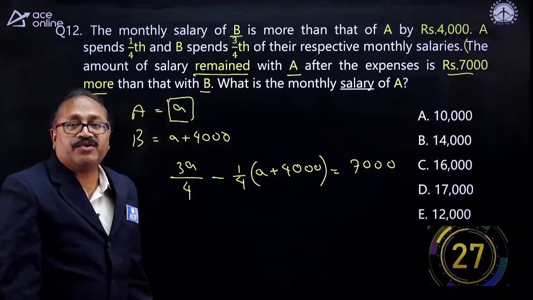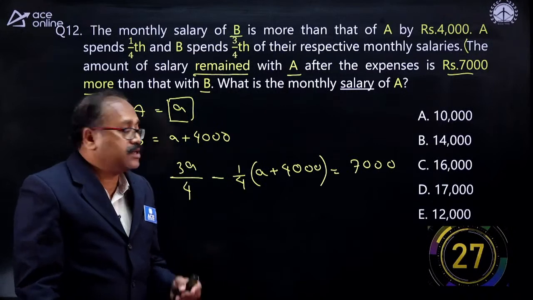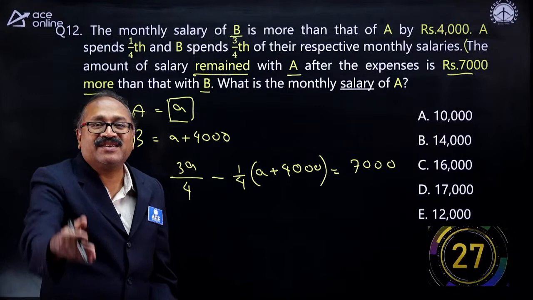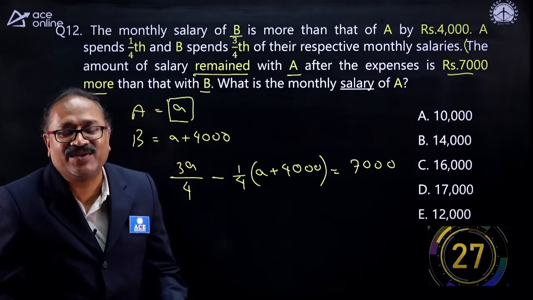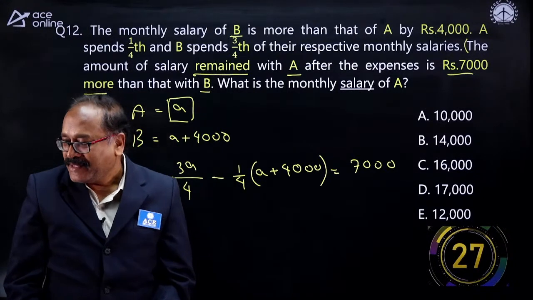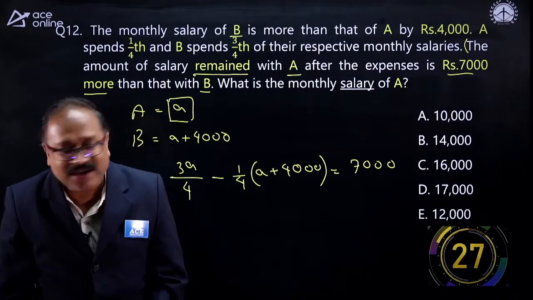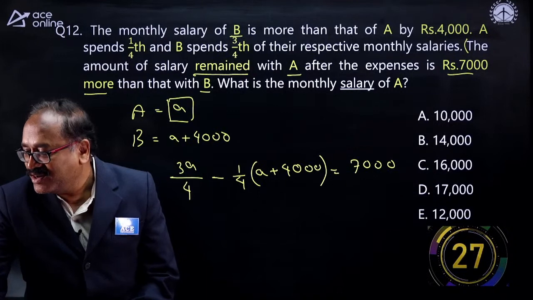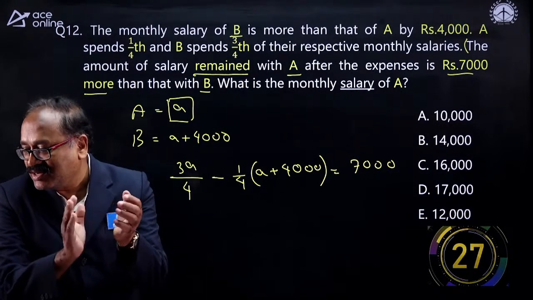You are asked to find out what is the salary of A. That is, find the A value. You can do it, my young friends. Here your 30 seconds starts, and I will be silent for 30 seconds. Yes, come on. Sumit Pawar sir, you already answered the question: 16,000.